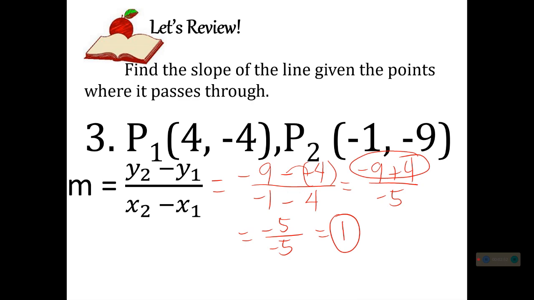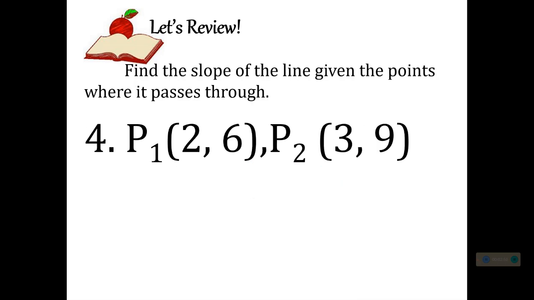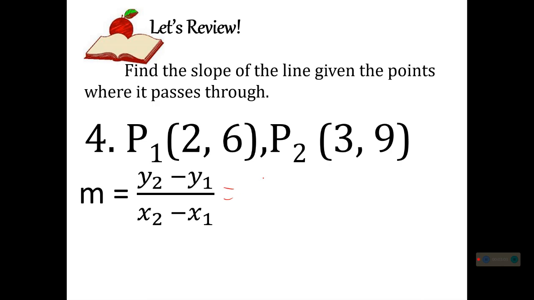which is equal to 1 if we are going to simplify. Okay? Next, number 4, we have the first point is (2, 6). The second point is (3, 9). So, substituting again on our formula, we will have here 9 minus 6 over 3 minus 2. 9 minus 6 is 3 over 3 minus 2 is 1. So, 3 divided by 1 is 3.